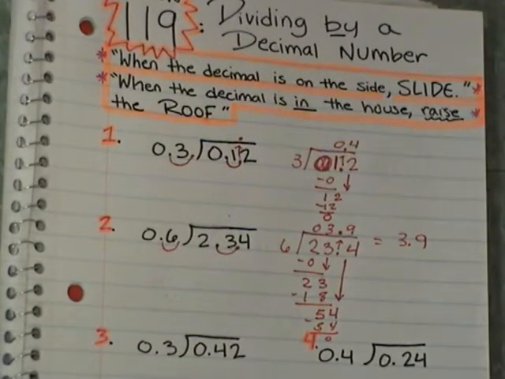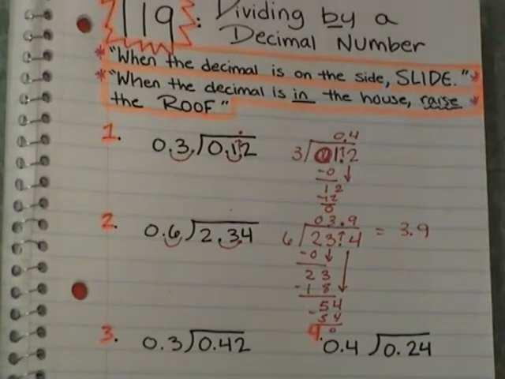So the difference here is when that decimal is outside, we slide it. If we slide it on the outside, we have to slide it on the inside, and then we raise it all the way up to that roof.